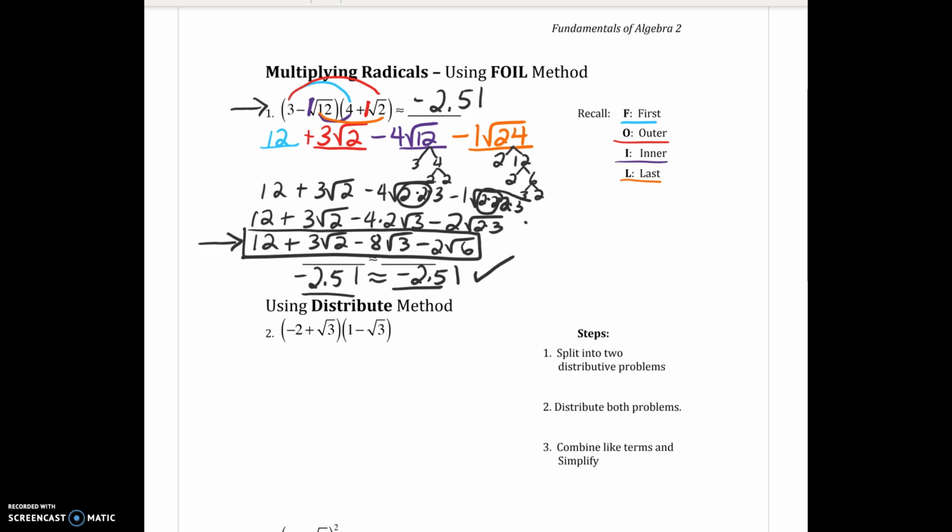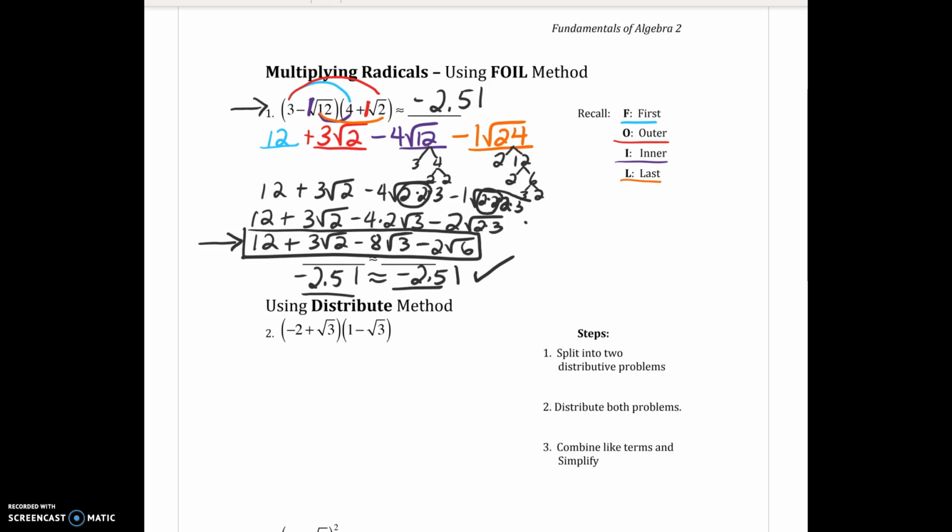Now in your calculator, you're going to take a minute now to type in the original and get an answer. You should get negative 2.51. And now I'm going to put that on one side of my approximation here. Next, you're going to type in your answer into your calculator and see if they come out to be the same. Because they come out to the same approximate decimal, you know you did your work correctly.